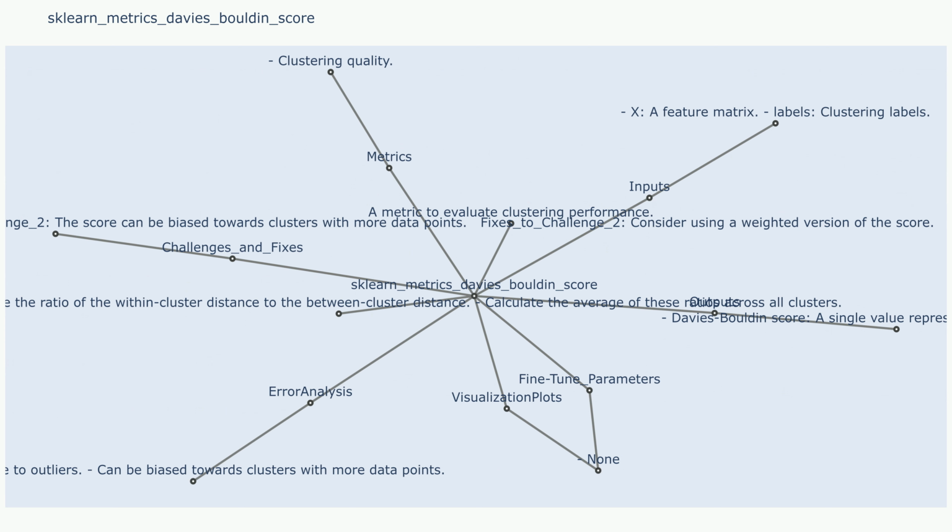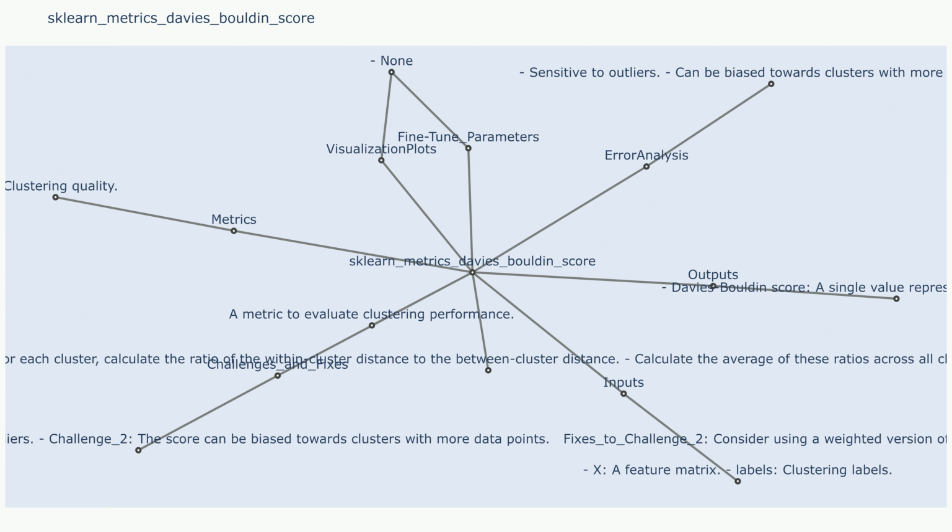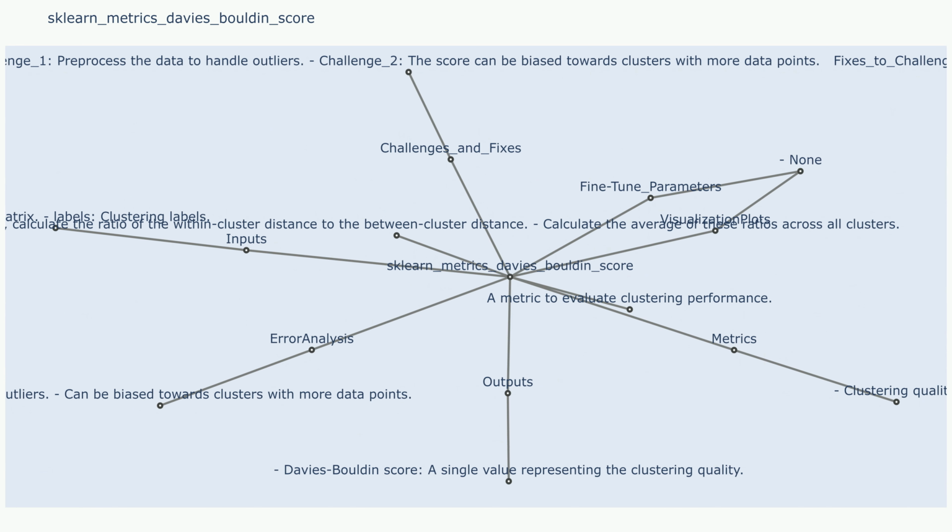Compute the average of these ratios across all clusters to obtain the Davies-Bouldin score. Metrics: the Davies-Bouldin score itself is the primary metric used to evaluate clustering quality. The score is typically compared to scores obtained from other clustering algorithms on the same dataset.